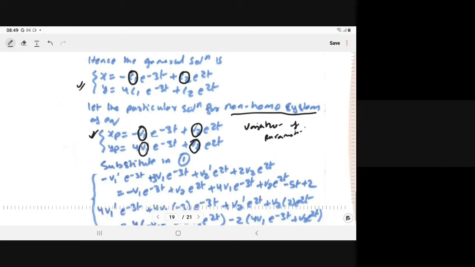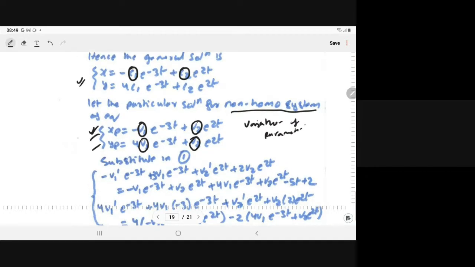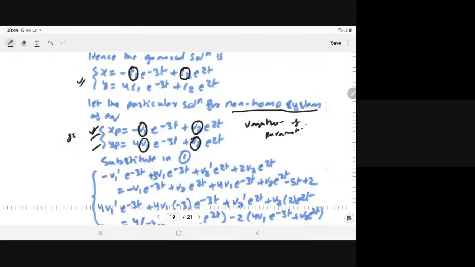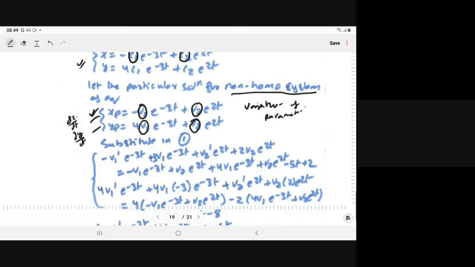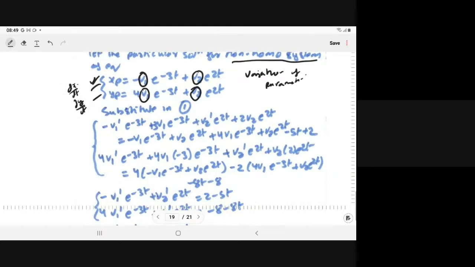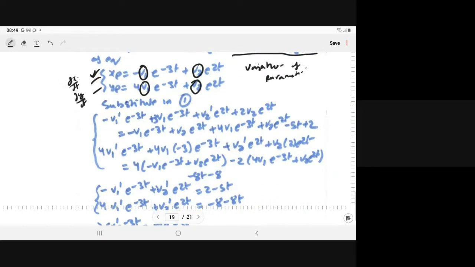On substituting from here, we can compute the values of dx by dt and dy by dt. And when we put them in the non-homogeneous system of equations, you will get the following equations. Clear?